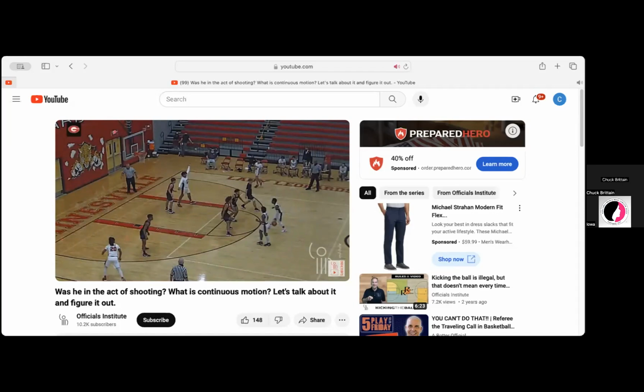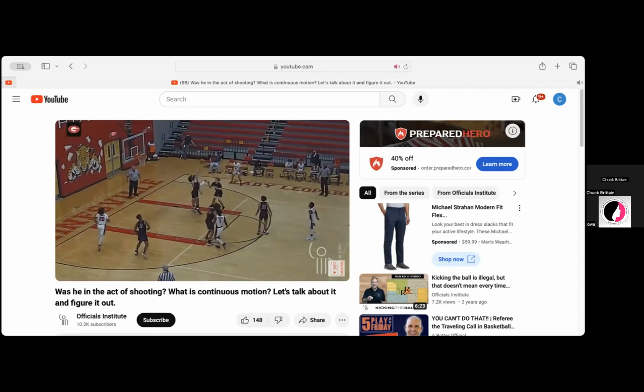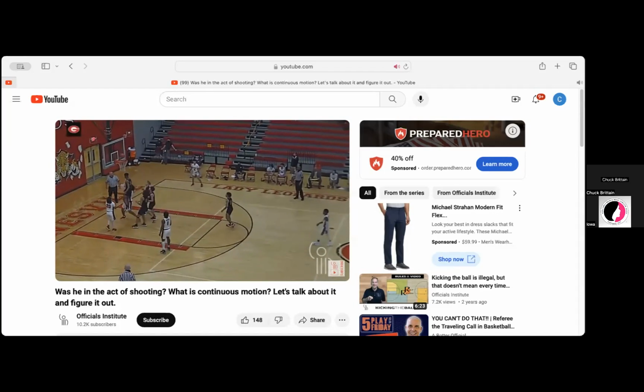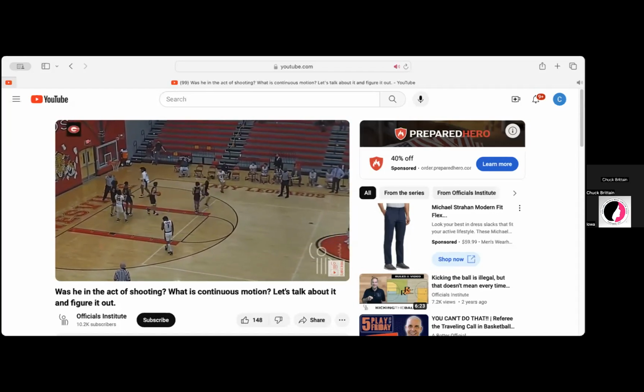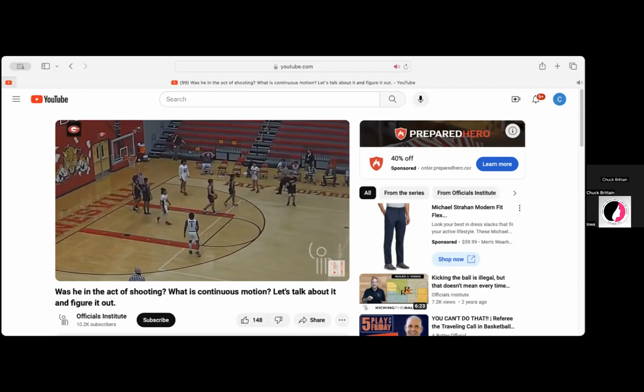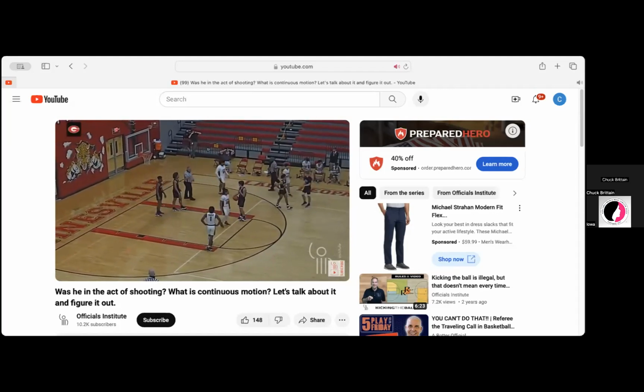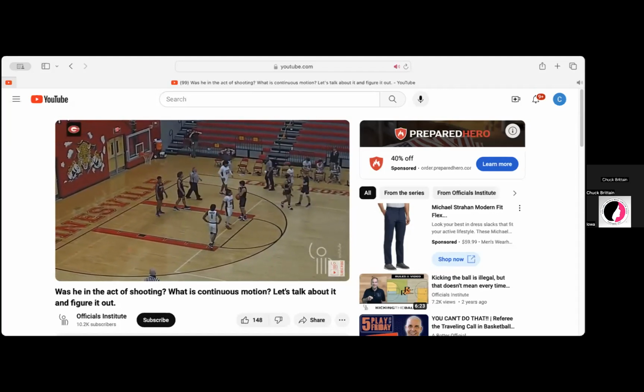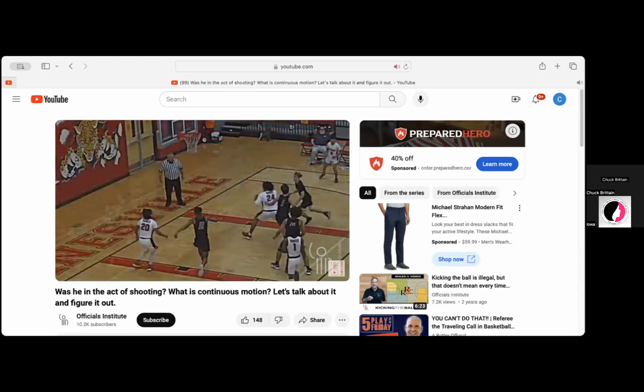In our last video, a post player receives a pass and immediately spins and shoots the ball, but gets bumped by a defender who had jumped in the air. The official rules the foul as a shooting foul. Easy one, right? Well, let's take a better look.